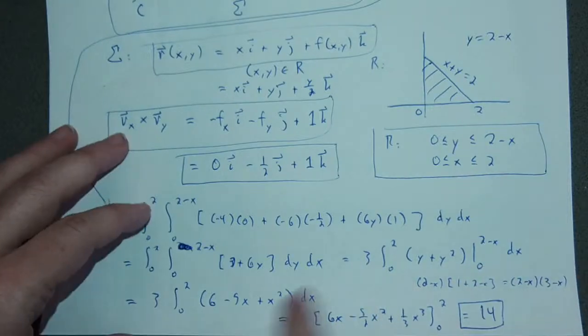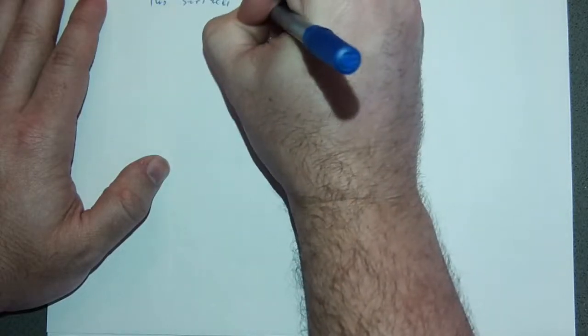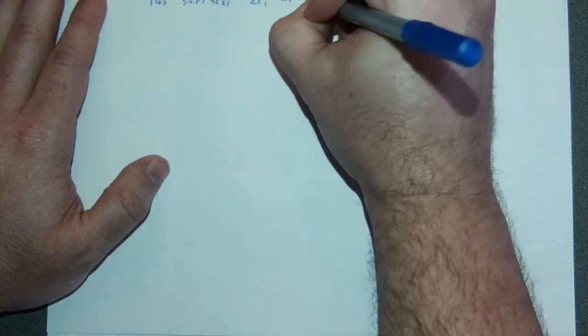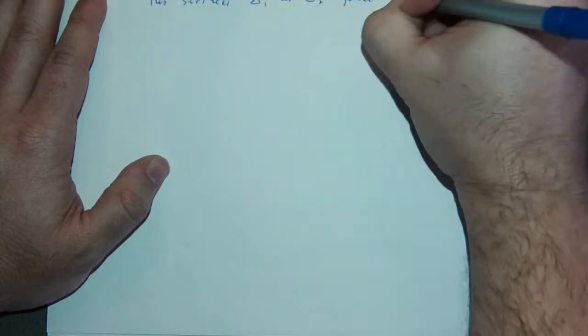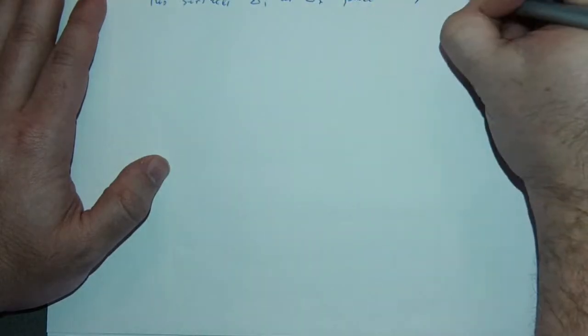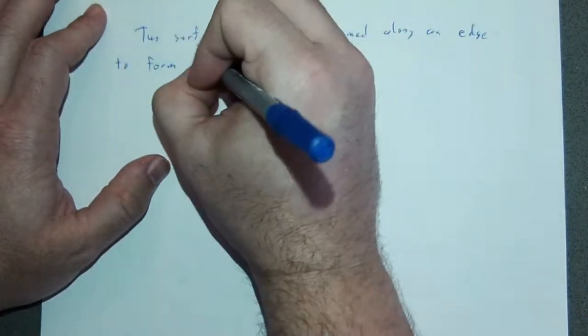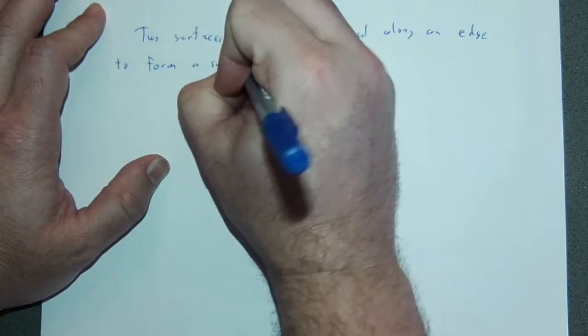So I'm going to conceptually mention something that you can do here that's pretty funny, which is using Stokes theorem when you have two surfaces that are joined along an edge. So let's say we have two surfaces, say sigma 1 and sigma 2, joined along an edge to form a bigger surface that we'll just call sigma.